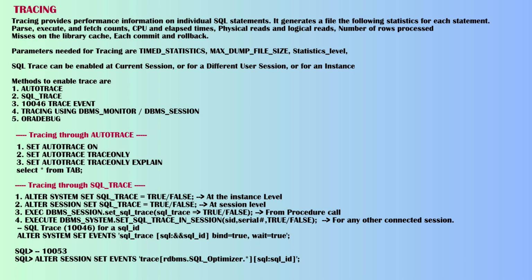Tracing through SQL_trace. 1. Alter system set SQL_trace equals true/false at the instance level. 2. Alter session set SQL_trace equals true/false at the session level. 3. Exec DBMS_session.set_SQL_trace(SQL_trace equals true/false) from a procedure call. For execute DBMS_system.set_SQL_trace_in_session(SID, serial#, true/false) for any other connected session.